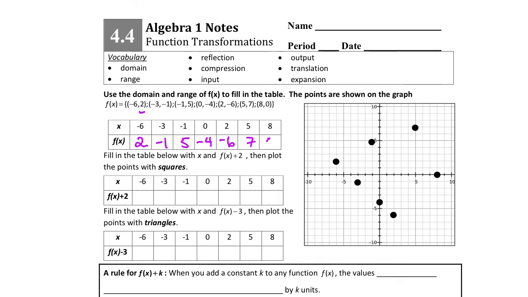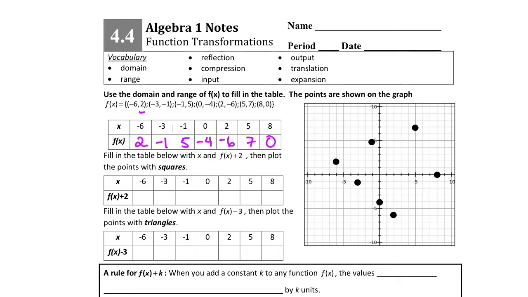Okay, and you can also see that over here on this graph, we've got the points already plotted. So -6, 2 would correspond with this point right here. -3, -1 is this point, and so on. What this next part is asking, fill in the table below with x, which we've already done. So the x values are not going to change, but we're going to take our function, which are our y values, remember, f of x is the same thing as our y values, and add 2 to them, and then plot those on this graph with squares.